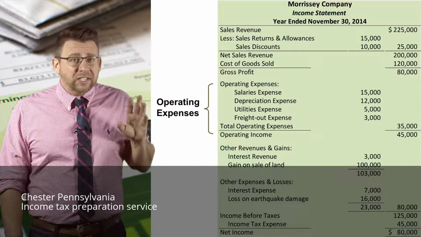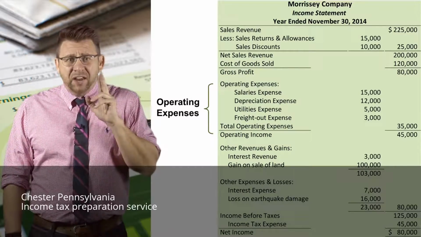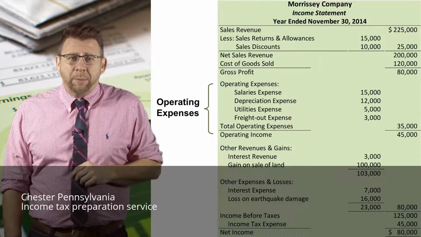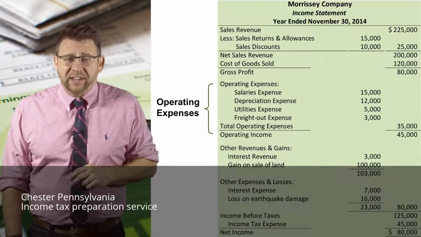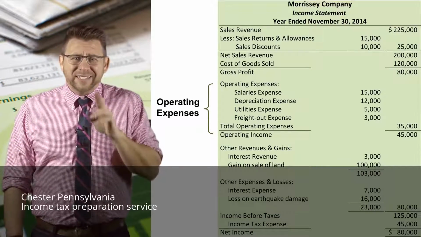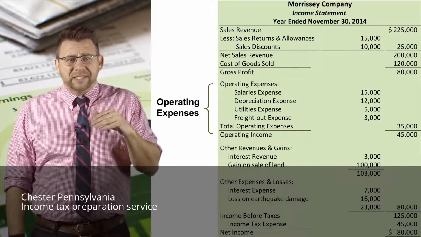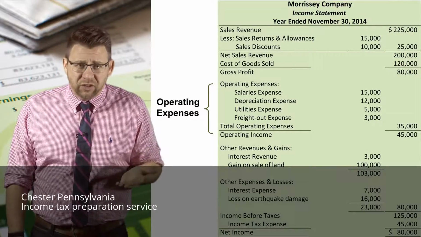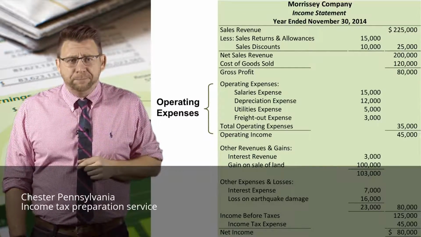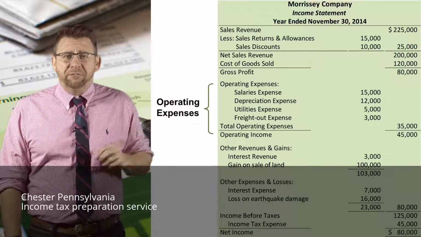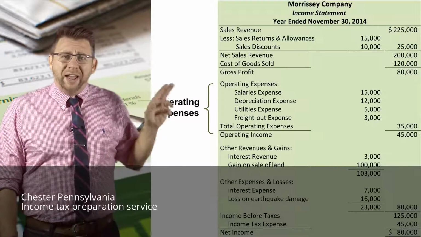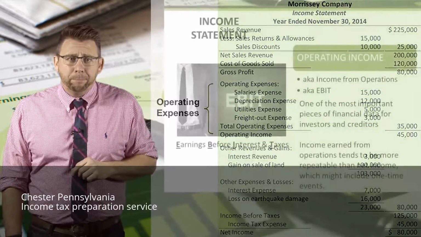Notice that not all expenses are listed here because not all expenses relate to operations. The most notable expense that doesn't belong in this section is interest expense, because interest expense relates to how a business finances its operation, not operates it. So here, operating expenses are deducted from gross profit to arrive at operating income.